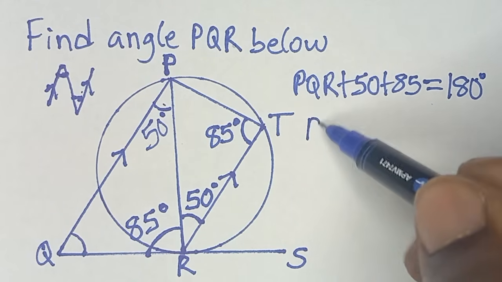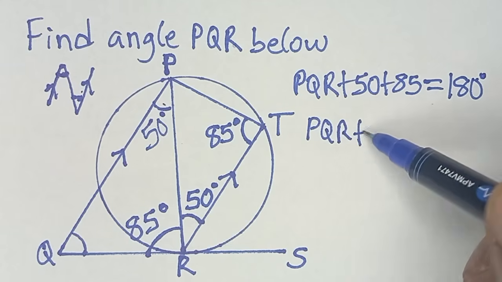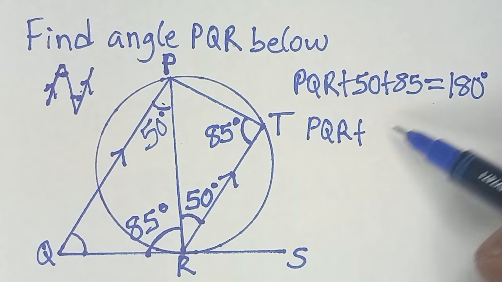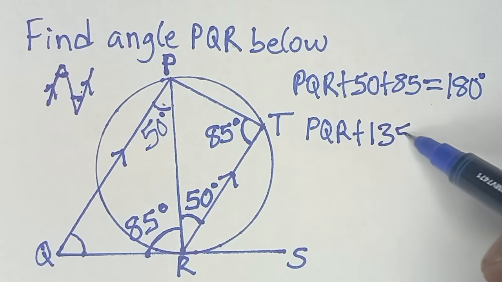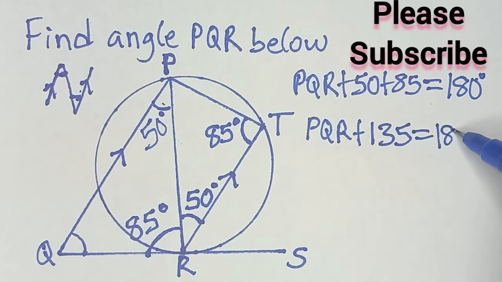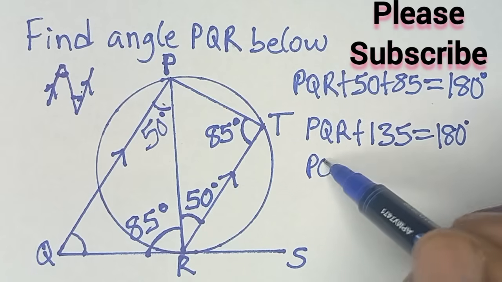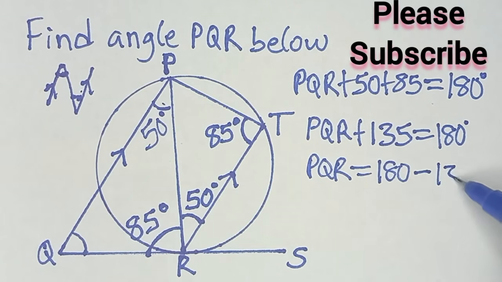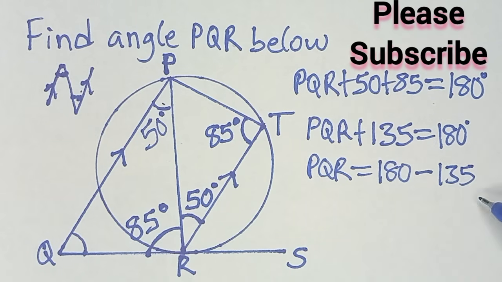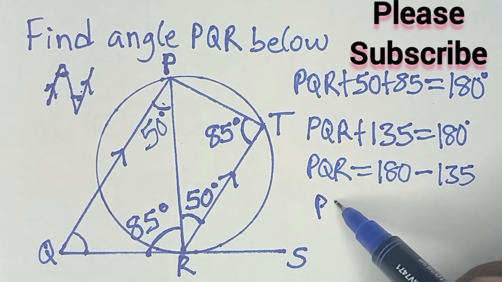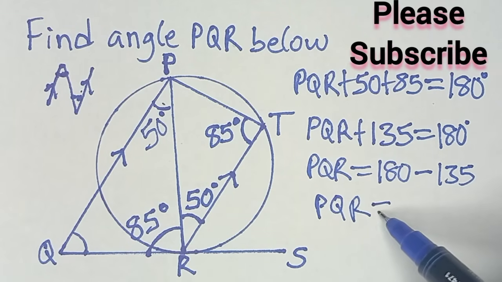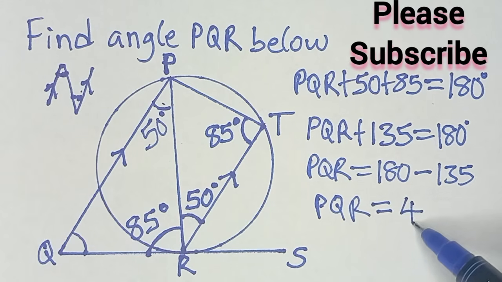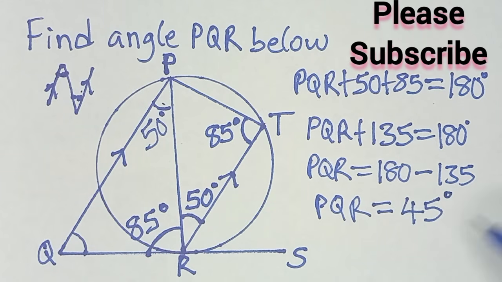So that PQR plus 50 plus 85 will give us 135 degrees. And that will be equal to 180 degrees. So that PQR will be equal to 180 minus 135. When this plus 135 comes to this side, it becomes minus 135. So from there, angle PQR will be equal to 45 degrees. 180 minus 135 is 45 degrees as the final answer.